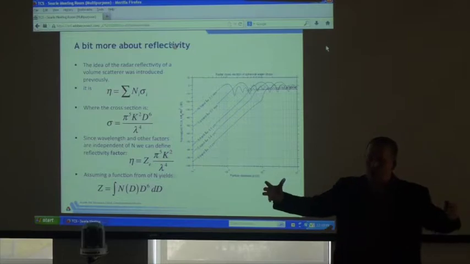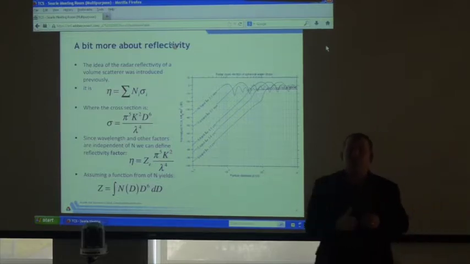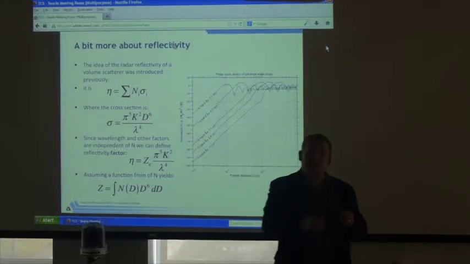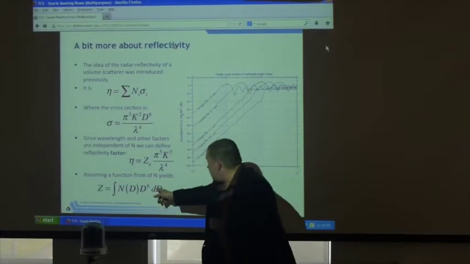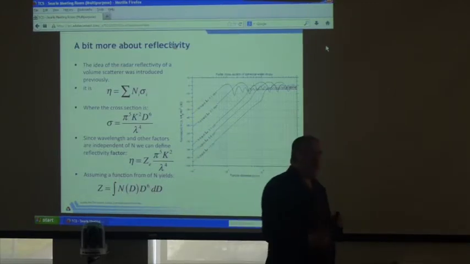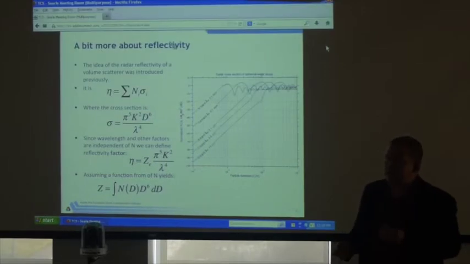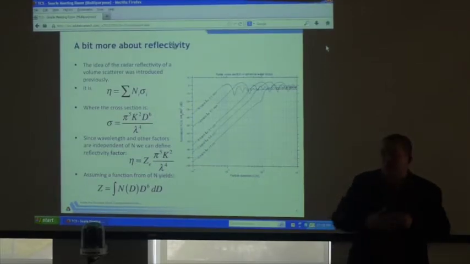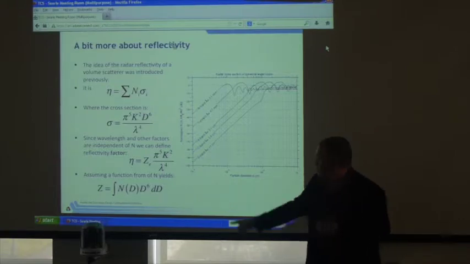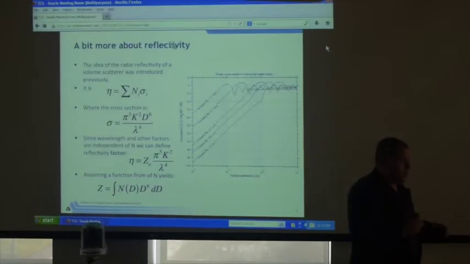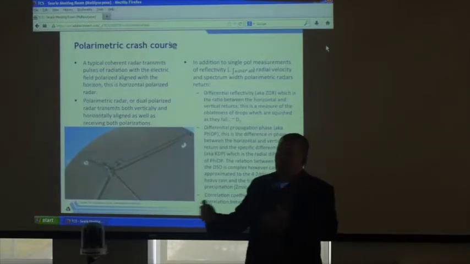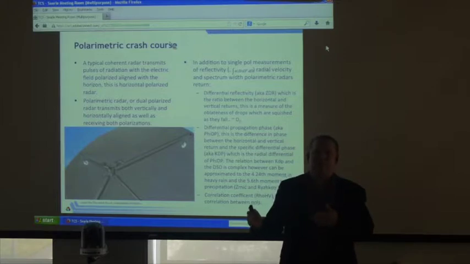If I have a volume, I'll have a PDF, a probability distribution function of drop sizes. Some will be very big, some will be very small. The reflectivity you see is this function here times D to the 6th, integrated. So when you see an increase in radar reflectivity, it could be just due to the fact you've got a lot more drops, or it could be just due to a few larger drops that have this power of 6 relationship.